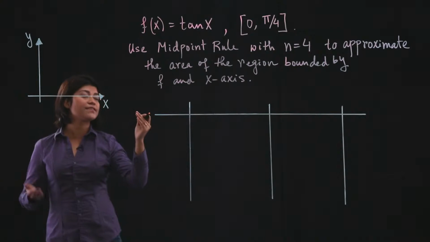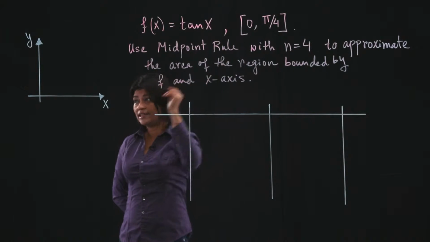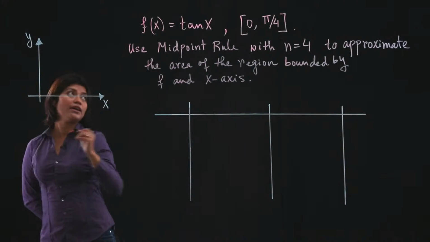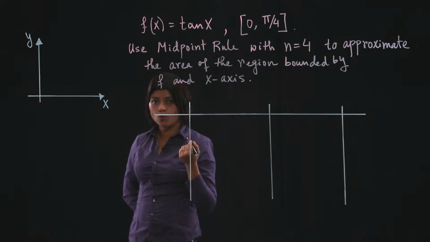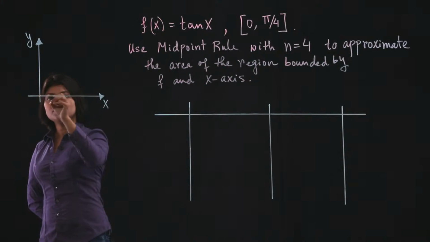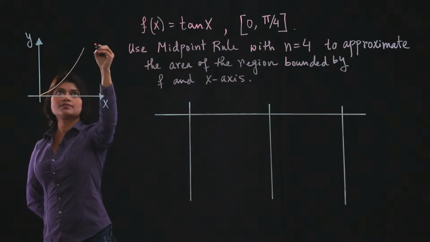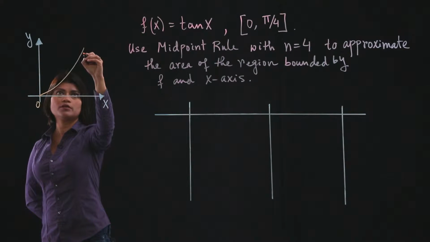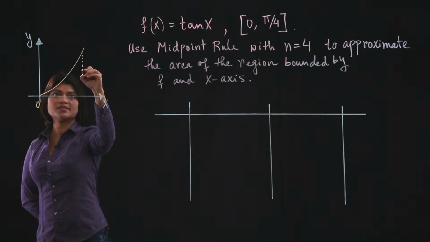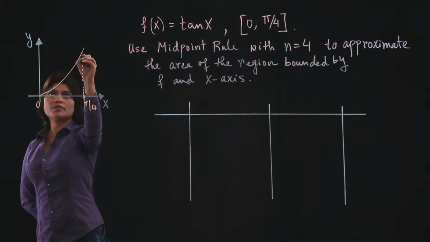So it's tangent of x, that's the function. At 0, tangent of 0 is 0, so it starts at 0. And when you plug in pi over 4, you know the tangent of pi over 4 is 1. So tangent looks kind of like this, between 0 and pi over 4. So let's say this is pi over 4. And the value is 1.